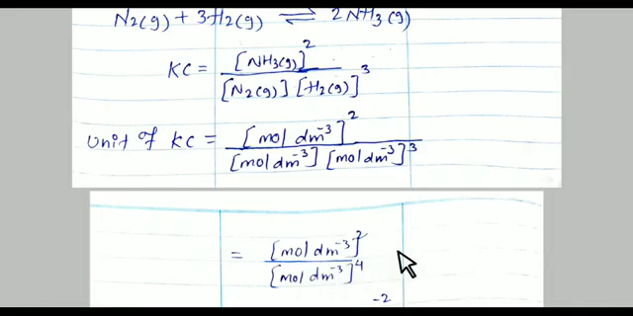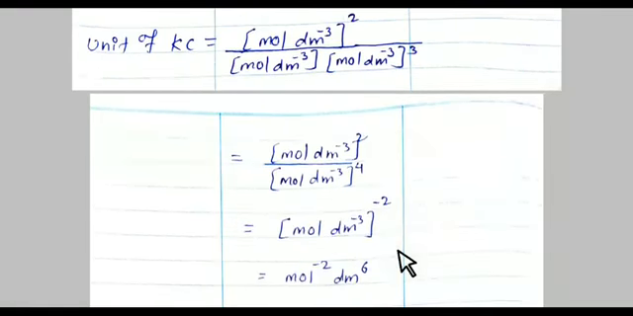When we take the reciprocal of it, we get mole per decimeter cube raised to minus 2. When we multiply this coefficient with the unit, we get mole per decimeter cube, mole to the power minus 2 and decimeter raised to 6.